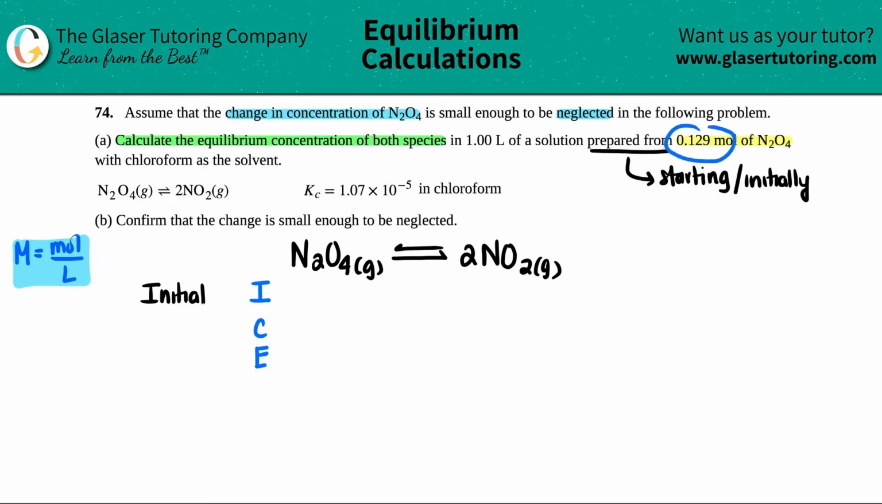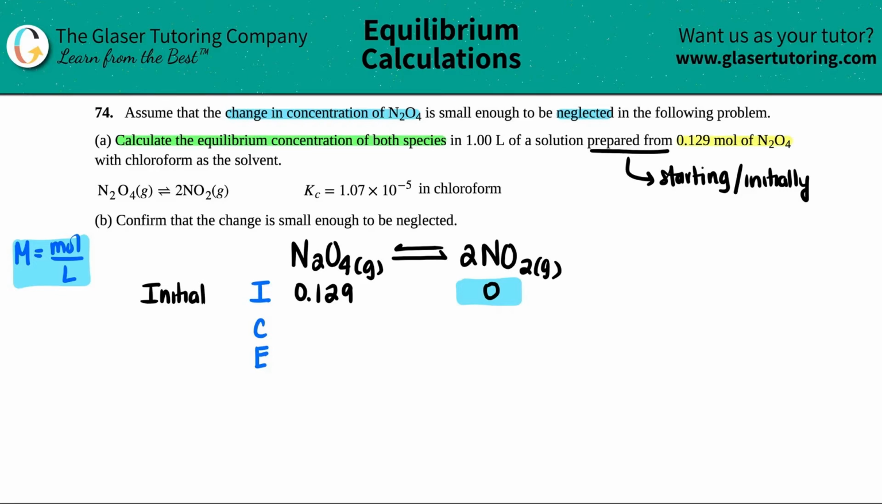So they give me the moles of the N2O4. They tell me that it's in 1 liter. 0.129 divided by 1 is the same number. So in this case, they were nice. But maybe on your test or quiz, they might not be so nice. So just always double check that. So I have 0.129 for here. Now, did they say that we were starting off with anything for the NO2? No, they just said that we prepared this from only the moles of the N2O4. So if they didn't say anything, that means that I did not start off with any NO2.